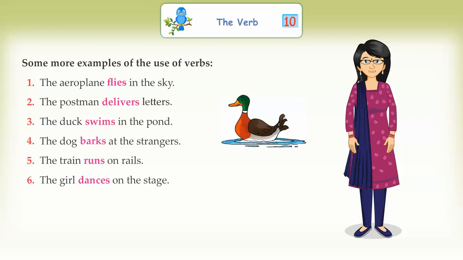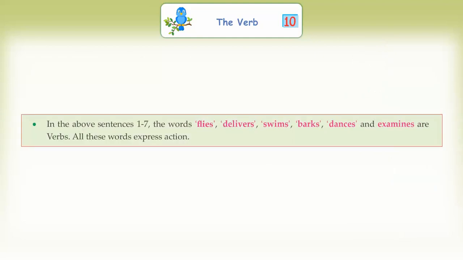The train runs on rails. The girl dances on the stage. The doctor examines the patient. In the above sentences, 1 to 7, the words flies, delivers, swims, barks, dances, and examines are verbs. All these words express action.